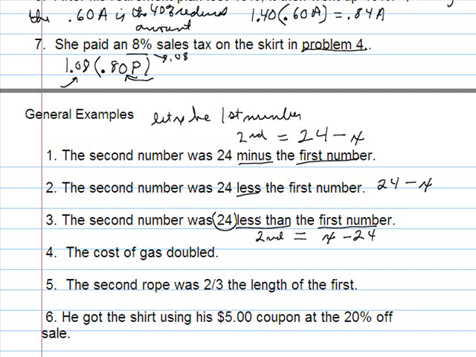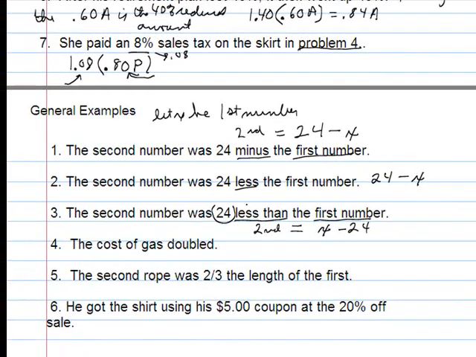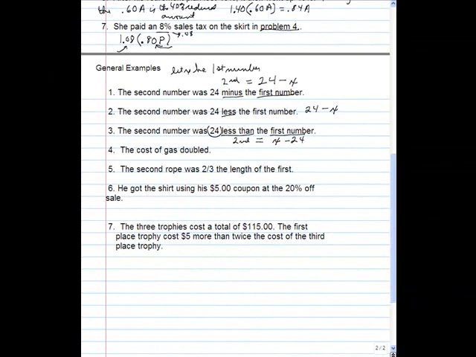Now, it's not just less than. It's anything that means less than and has the word than in it. So if we were talking about temperature, we would say cooler than. If we were talking about height, we would say shorter than. If we were talking about weight, we would say lighter than. All of those mean less than. So they would all work just like this.